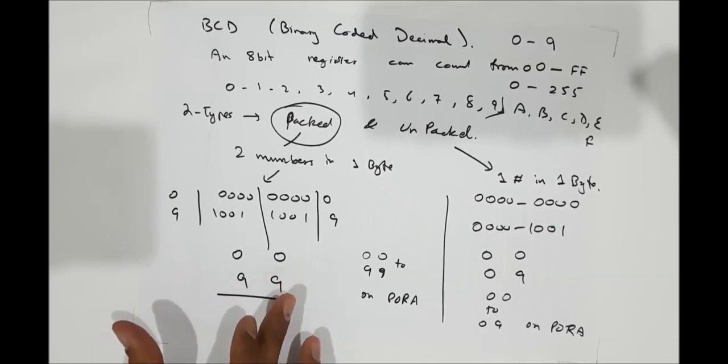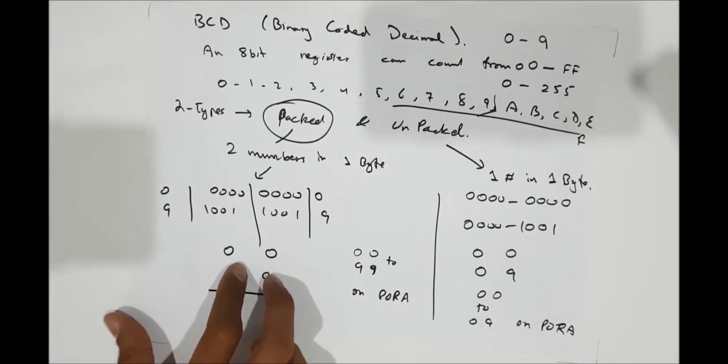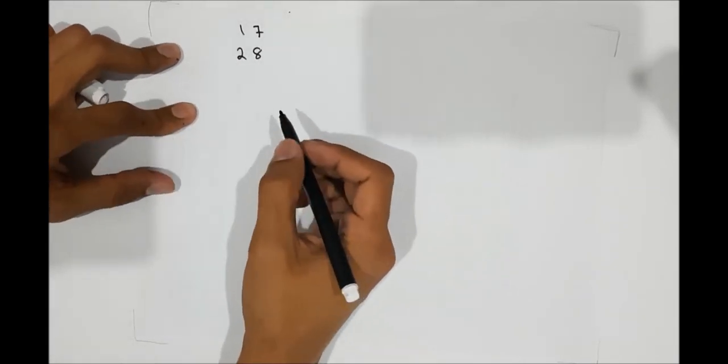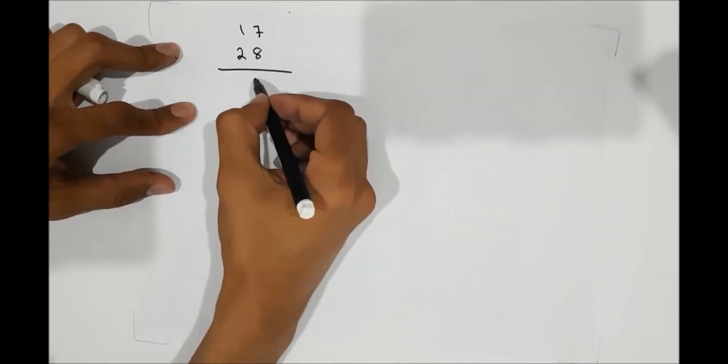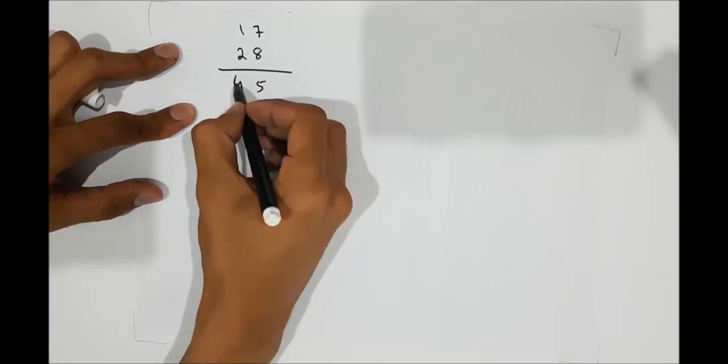Now the question is how to convert this hexadecimal number into a BCD number. Fortunately, we do have a single dedicated command for that in the basic instruction set. Let's start with an example. What if we want to add 17 and 28? The result we are expecting is 45 if we add it normally.